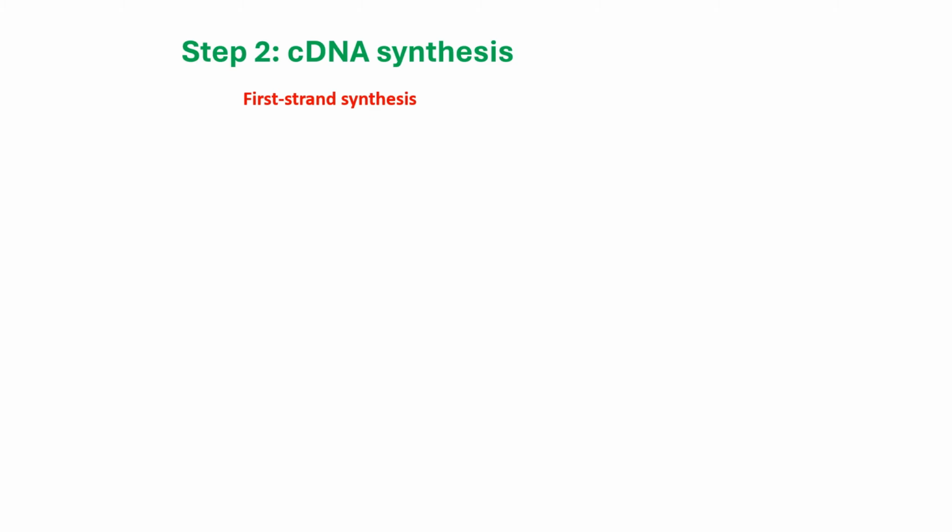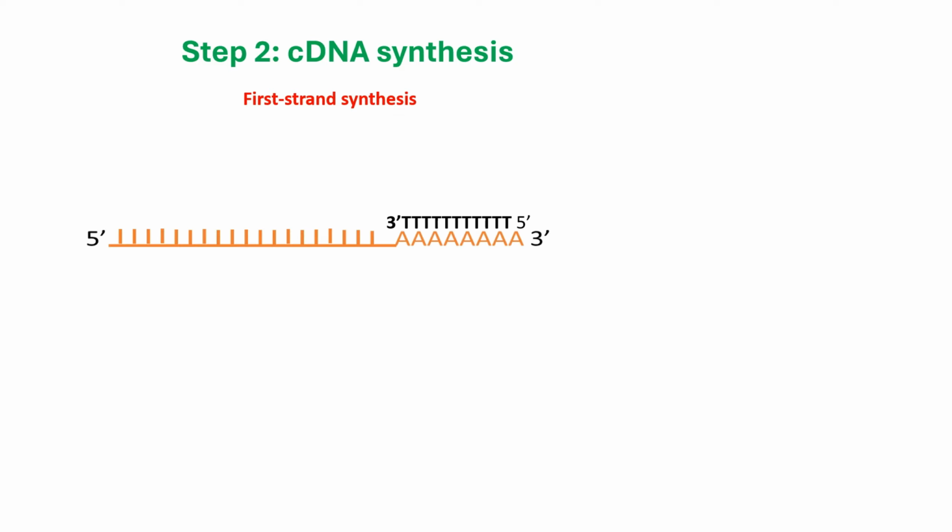The synthesis of cDNA is divided into two. We have first strand synthesis and then second strand synthesis. So we aim at getting double-stranded cDNA. So we have to first of all synthesize our first strand and then move on to synthesize our second strand.